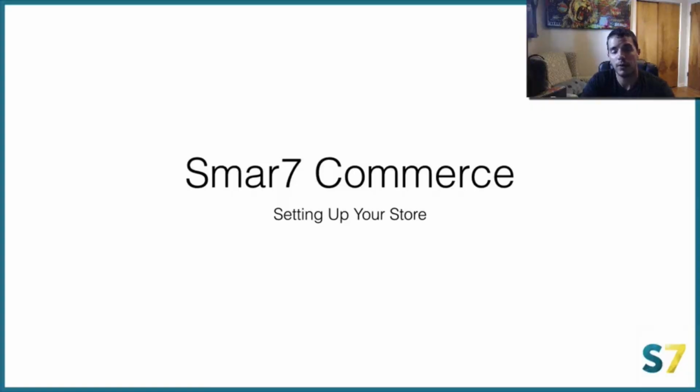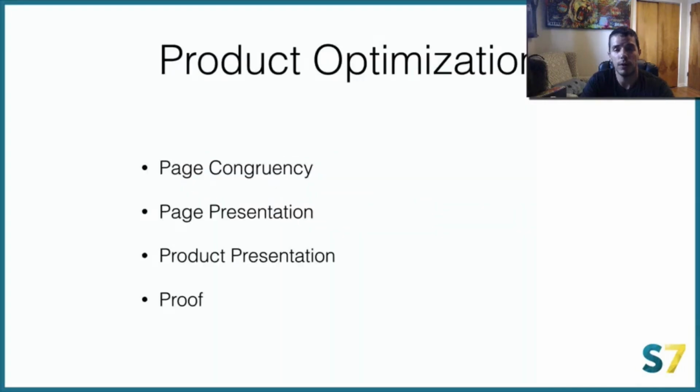We're going to be talking about product optimization in this video. There's 4 key areas that we want to talk about here, and let's go through them right now. So we got page congruency. That's really important because we're driving traffic from Facebook, right? So page congruency is all about matching up your ad to your product. We'll cover a couple key points there to make sure that your page is congruent with your ad.